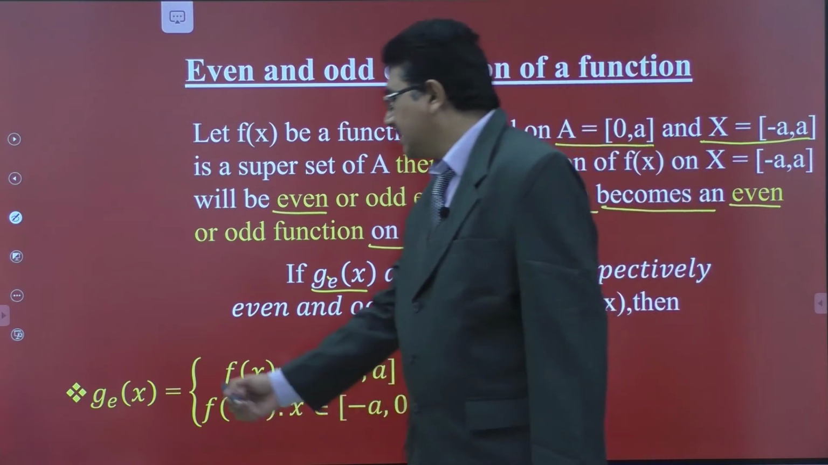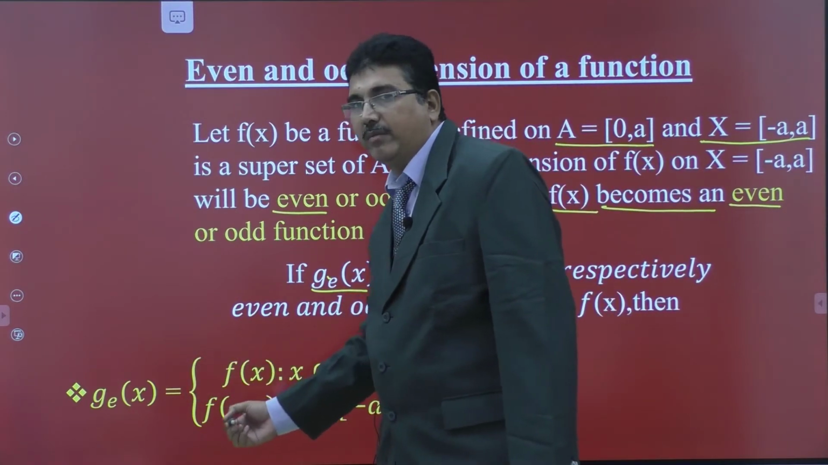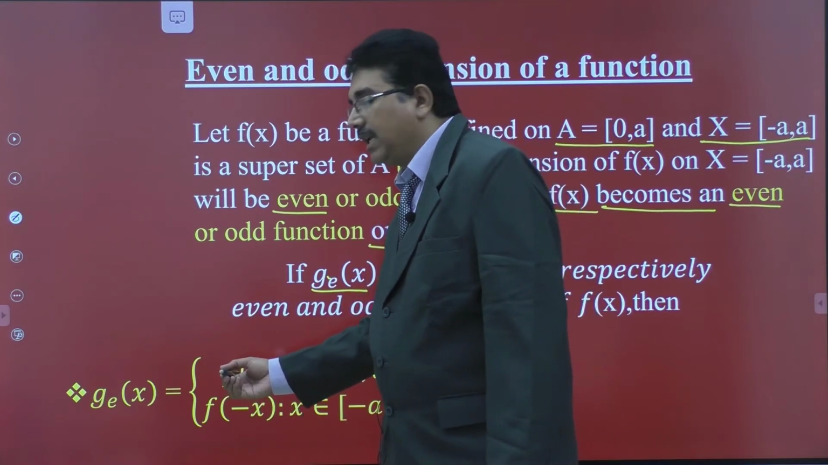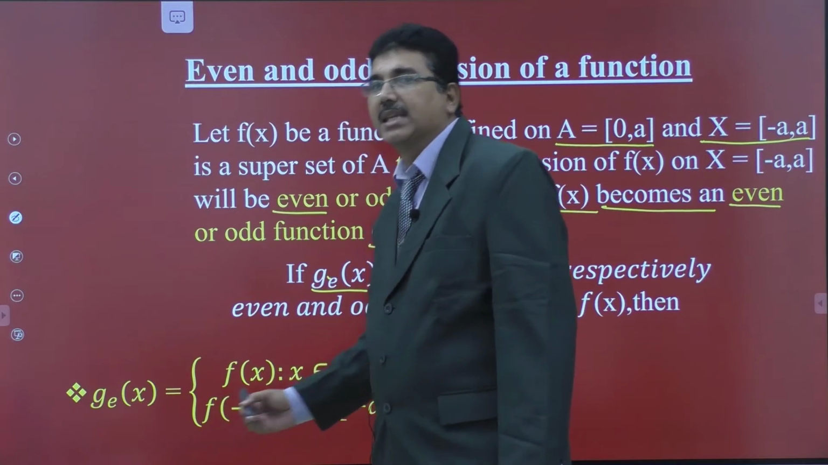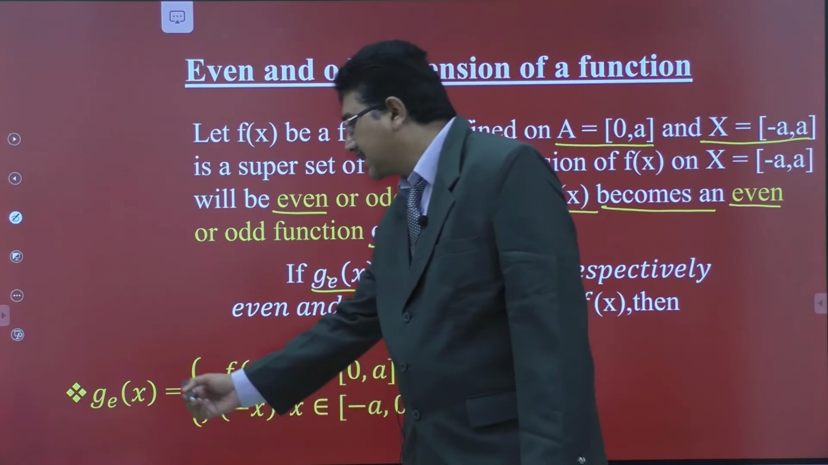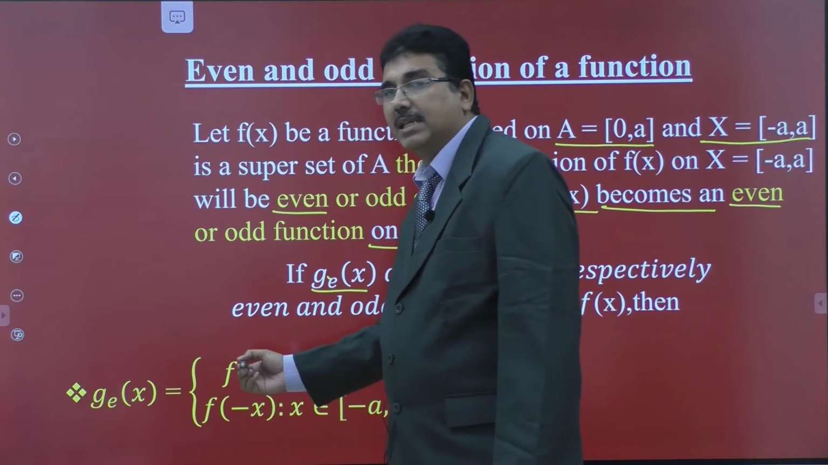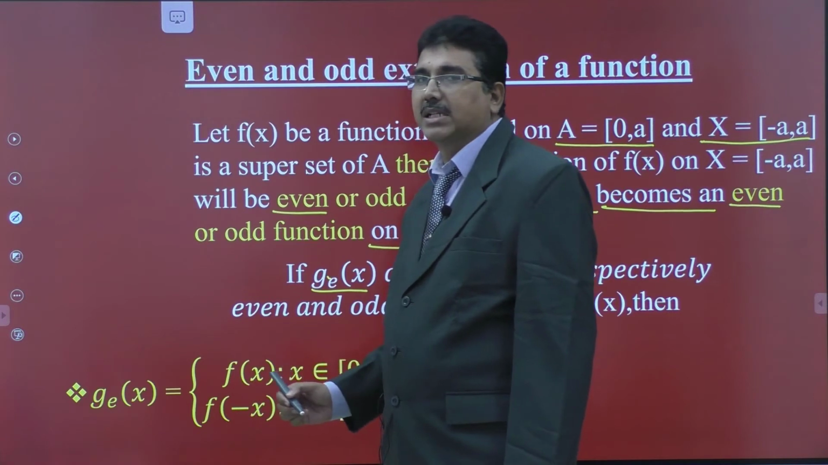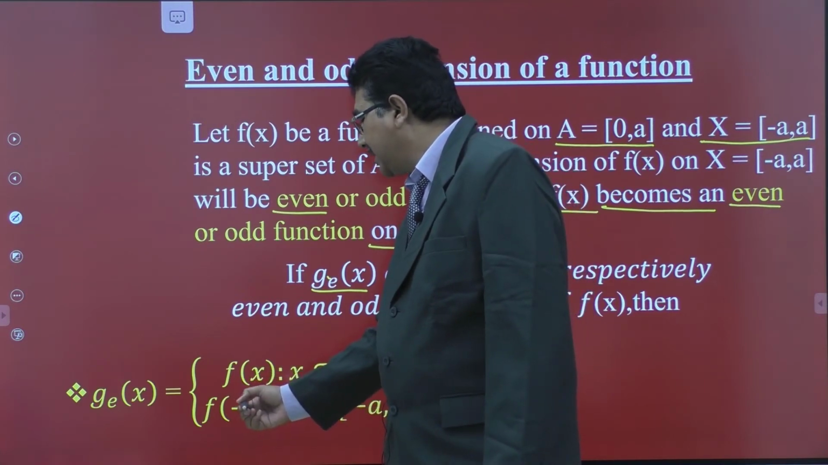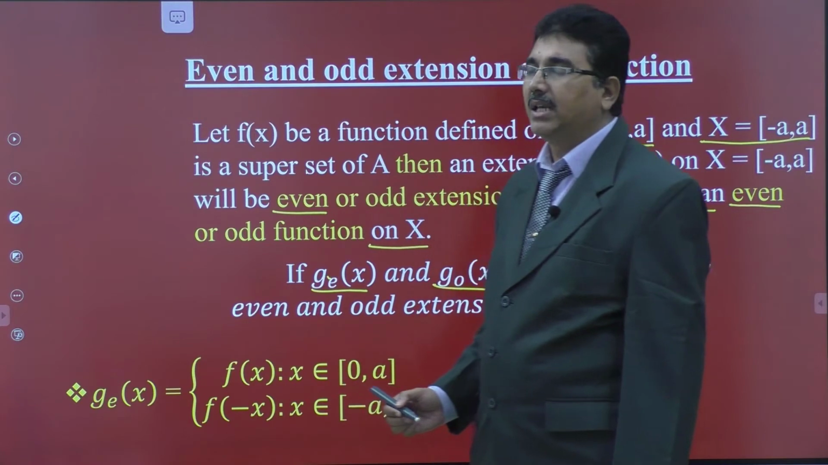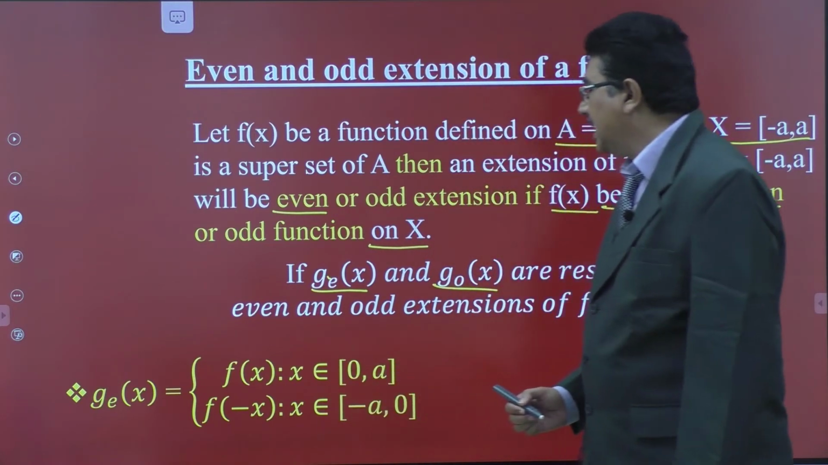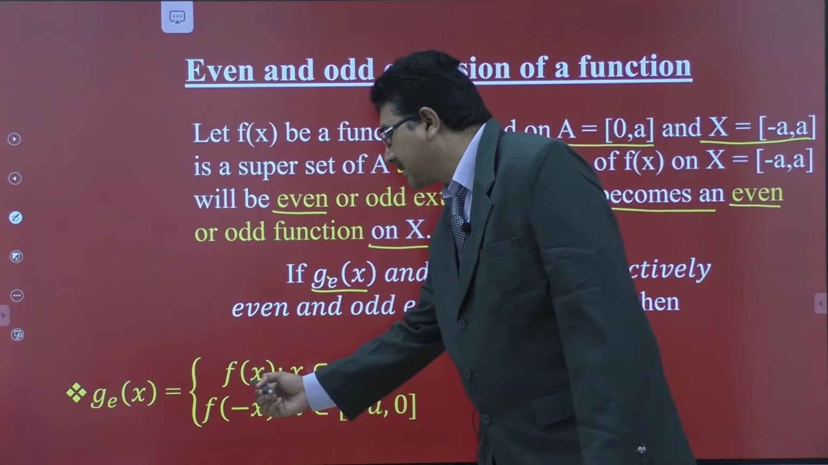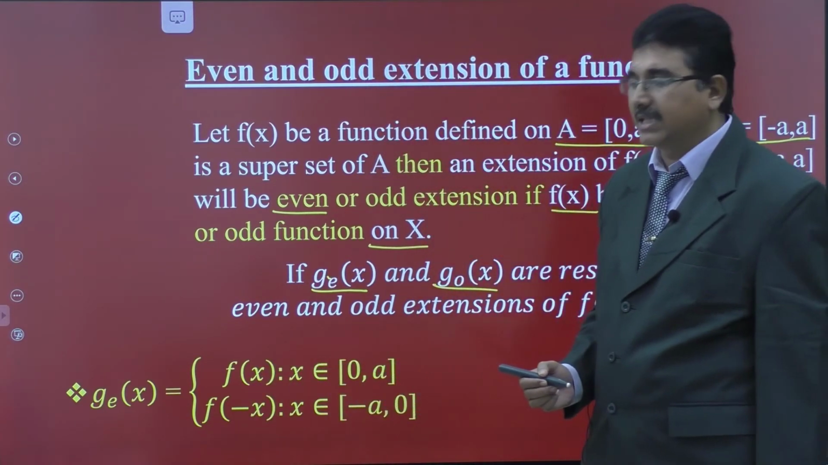Even extension means f of x is an even function. In the case of an even function, f of x is equal to f of minus x. In the even extension, f of x becomes an even function. The definition of an even function is f of minus x is equal to f of x, right? So if x belongs to the closed interval minus a comma 0, f of x is the same as f of minus x.